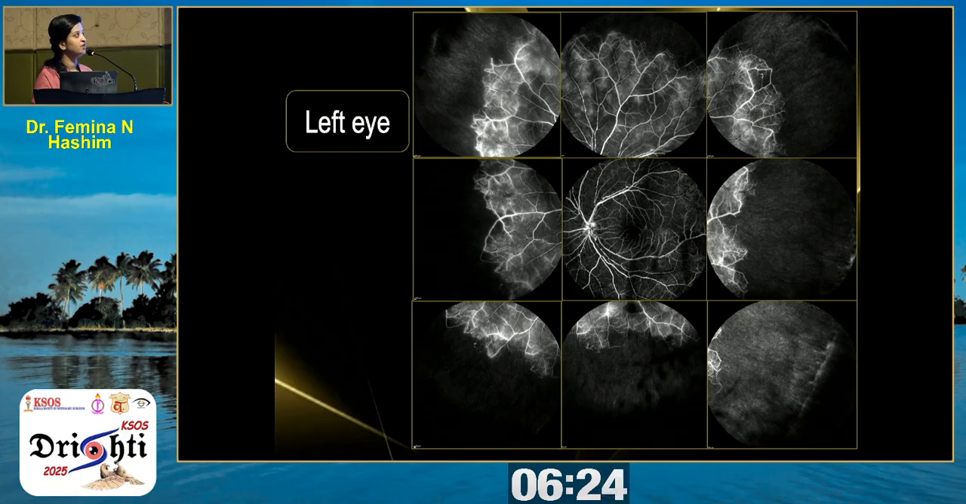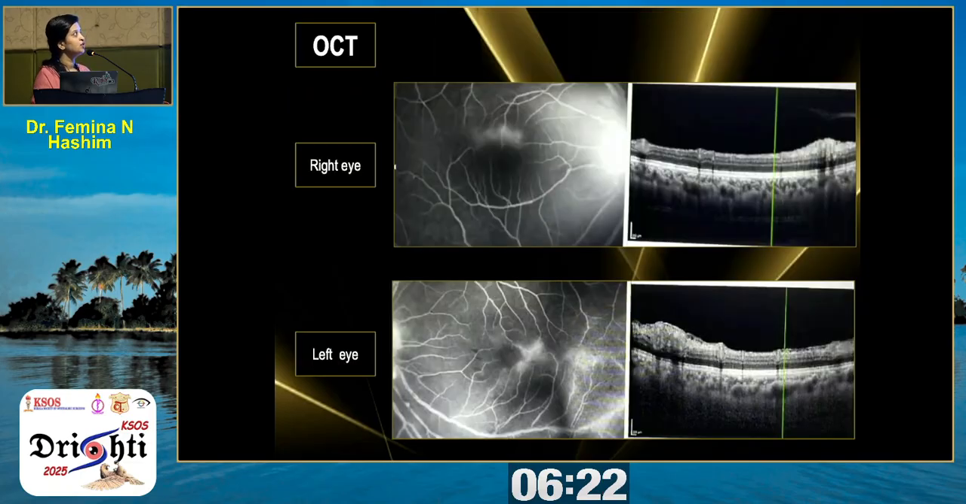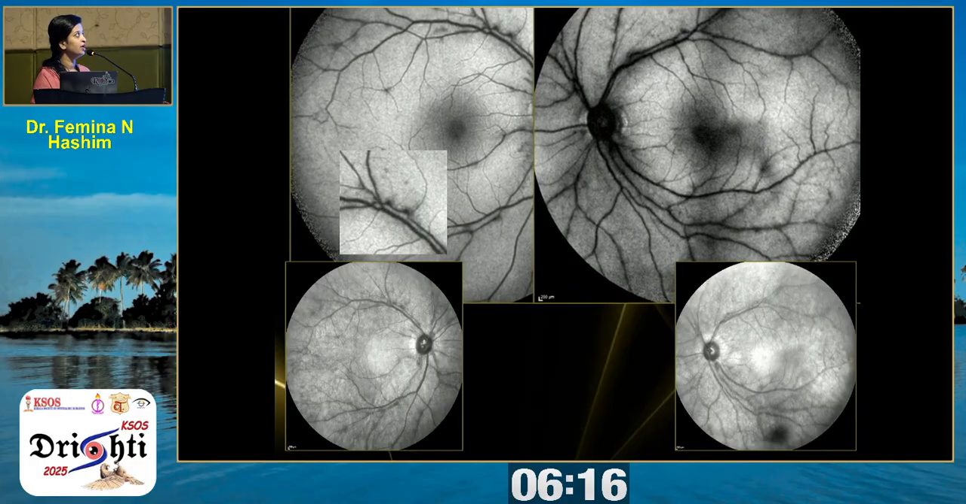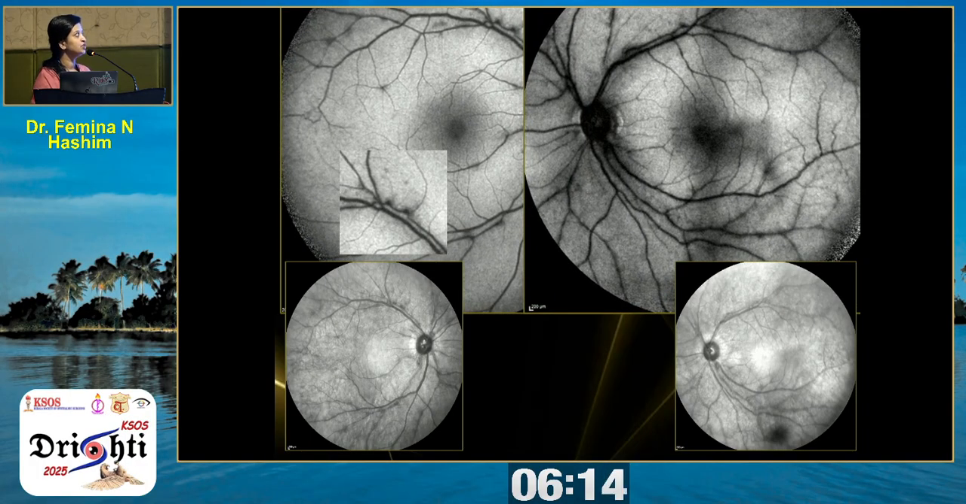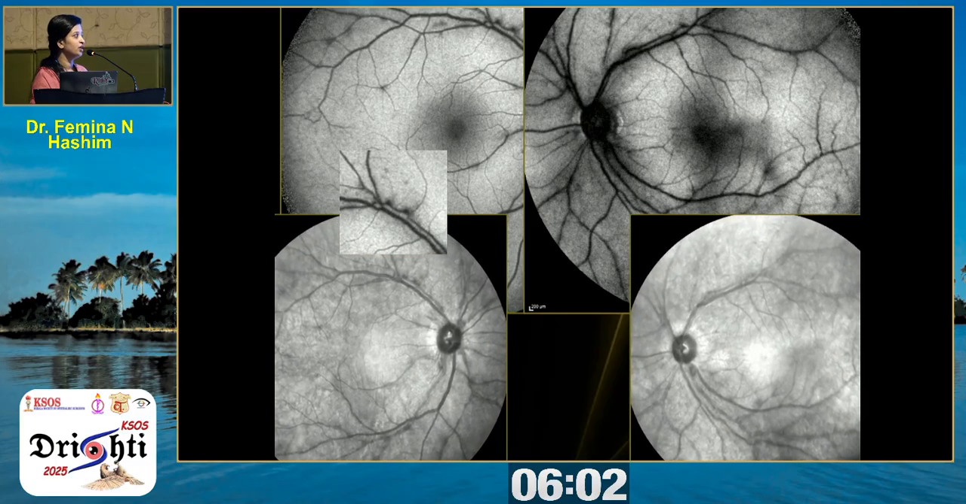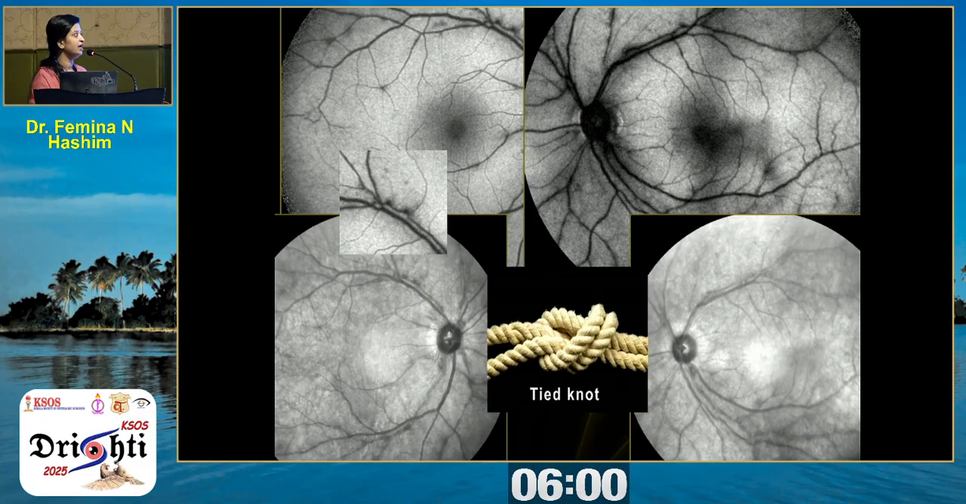So we revisited the case once again, and this is what we found. In both eyes, you can see some beaded appearance of the vessels, which is not typical in usual cases. We were not convinced by this beaded appearance because these vessels were not leaking in the angiogram. This was the turning point in our case, the beaded or tied-node appearance of the vessels.